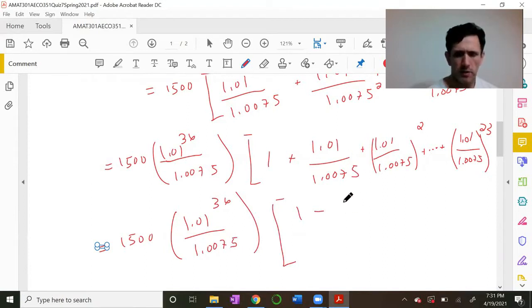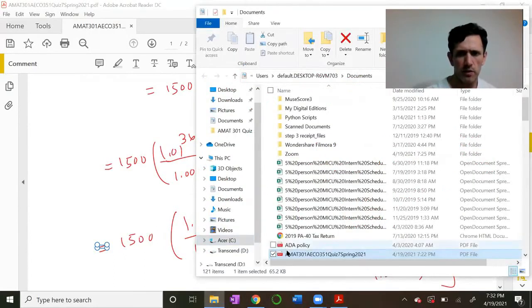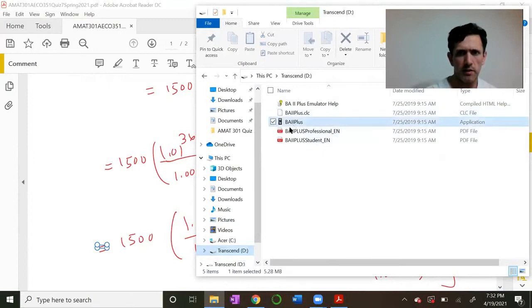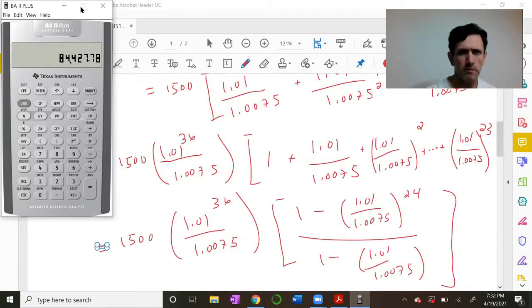It's 1 minus 1.01 over 1.0075 to the 24, over 1 minus 1.01 over 1.0075. I'll do this in a calculator in a second. Okay, so let's get the calculator out. Thought I had it out, but don't know what happened to it. But okay, so here it is. The easiest thing to do is to use your storage keys. So let's get 1.01 over 1.0075 in the one spot.